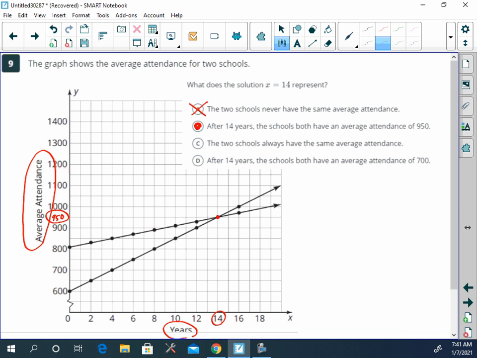That one seems right to me. I always check the other ones to make sure that I didn't miss something. So the 2 schools always have the same average attendance. That's not true. They would be the same exact line if they had the same average attendance all the time. And then this says after 14 years, the schools both have an average attendance of 700, and nope, 700's way down here. So we're good with B there.